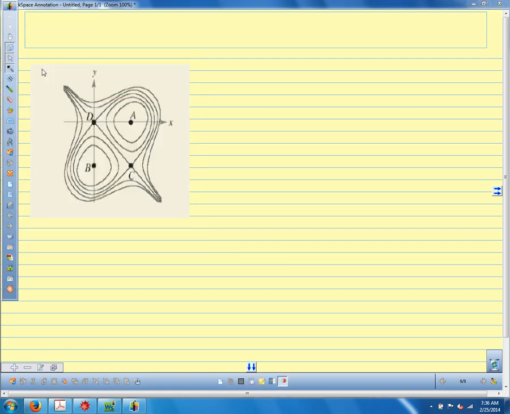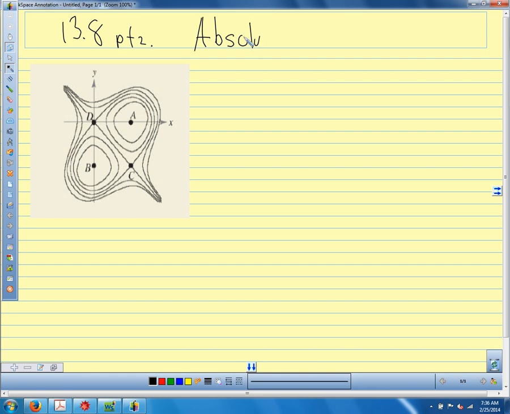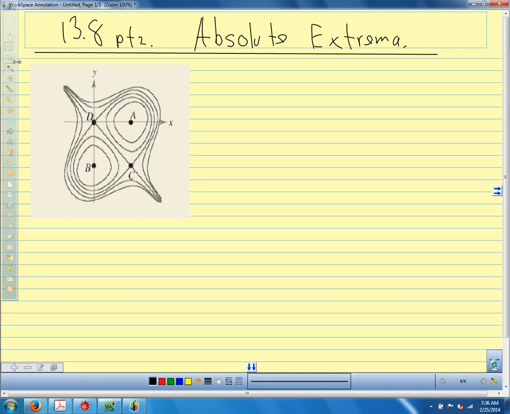All right, so let's see, we're in 13.8, and we're doing part 2. And I want to start out with a question. Looking at this, what I have here is the graph of the level curves of a surface. And we want to figure out A, B, C, and D. What kind of points are they? Could they be maximums, minimums, or saddle points?